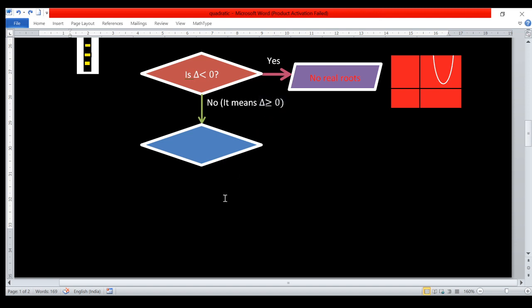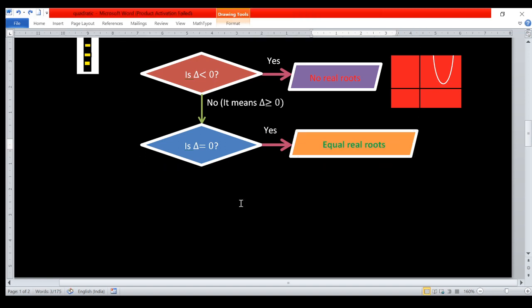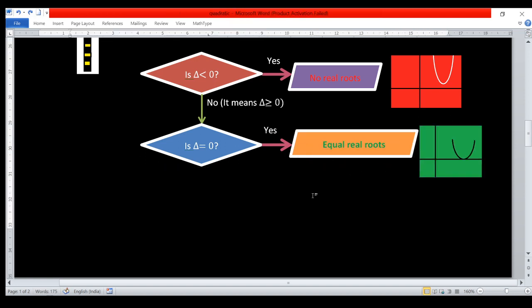Now I am asking whether your delta is equal to 0 or not. If you are saying yes, you can conclude you have equal roots for the quadratic equation. In that case, the graph of the parabola just touches the x-axis. Here it does not touch. Here it touches the x-axis. That is equal roots. The diagram for equal roots.